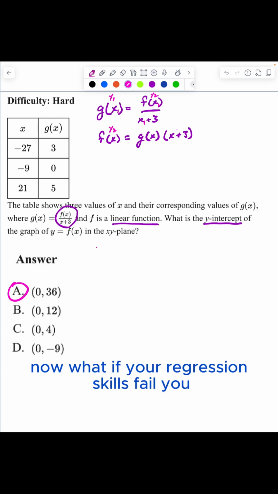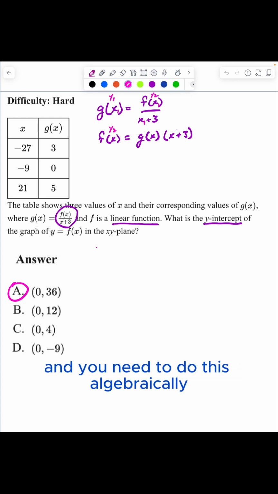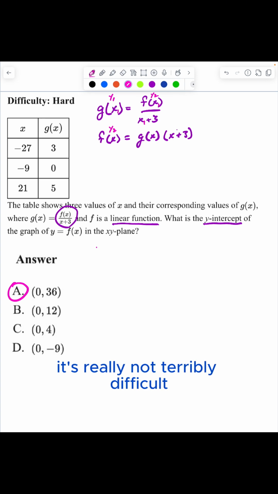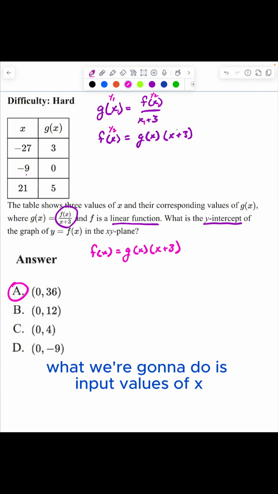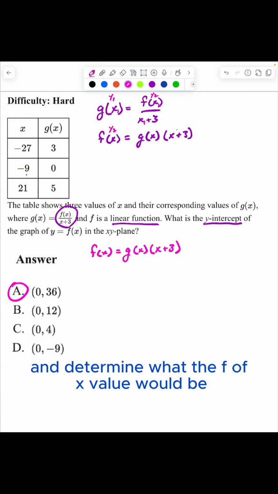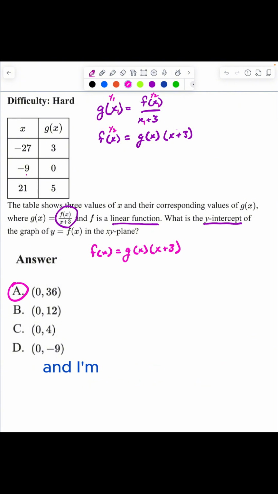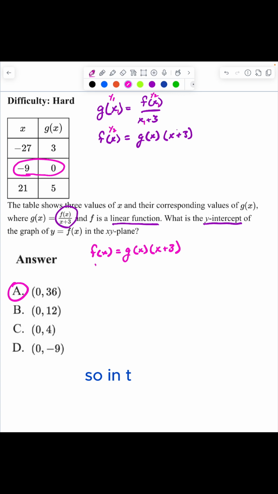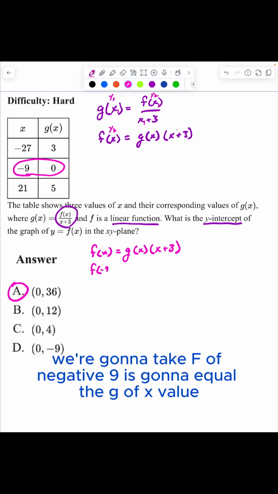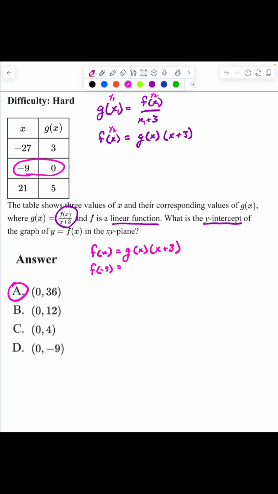Now, what if your regression skills fail you and you need to do this algebraically? It's really not terribly difficult. Let's rewrite our equation down here. What we're going to do is input values of x and determine what the f of x value would be. And I'm going to start with negative 9, 0, simply because zeros are easy to do math with. So in this case, f of negative 9 is going to equal the g of x value, which is 0, times x plus 3.